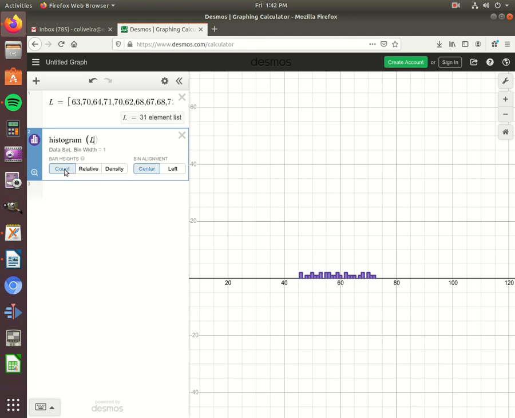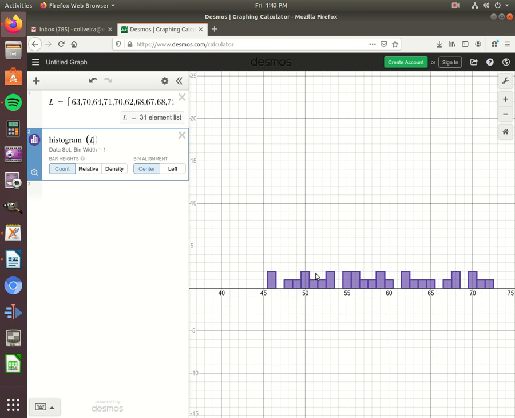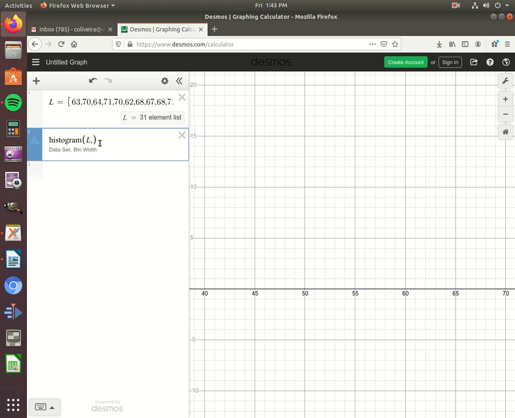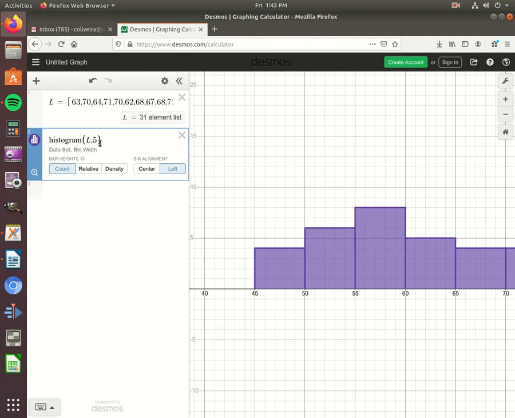First of all, we're doing ours based on count. We're not doing relative, we're not doing density, so leave that on count. However, our bin alignment, it's centered, so it's centered across 50. You can leave it that way if you like. I kind of like it if I click left. I just think that looks better, so it's kind of up to you. The other thing is the bin width. Now, you'll recall we went with the bin width of 5. It defaults to 1, but I'm going to change this to 5 here.